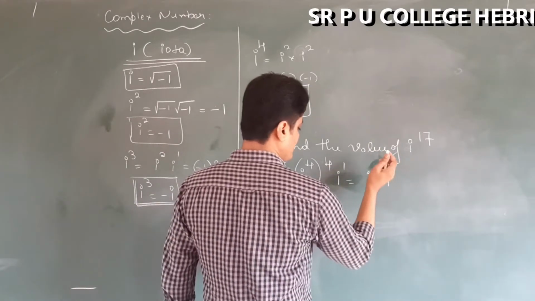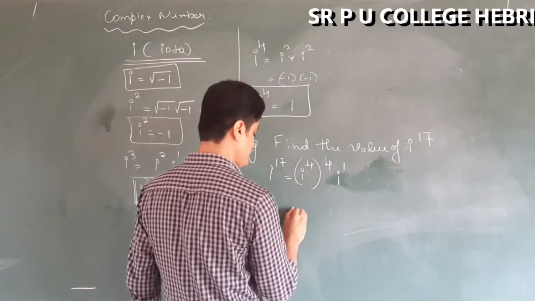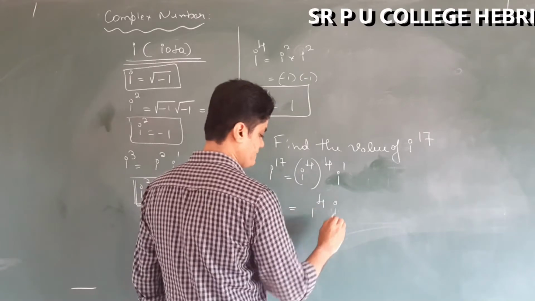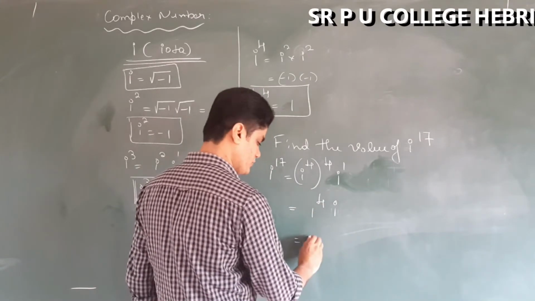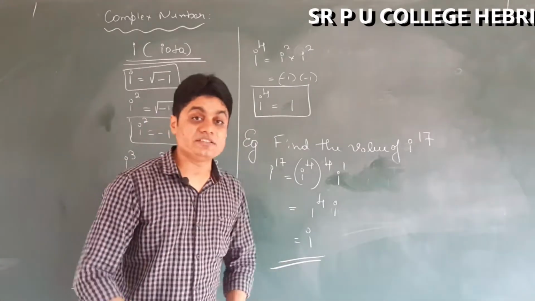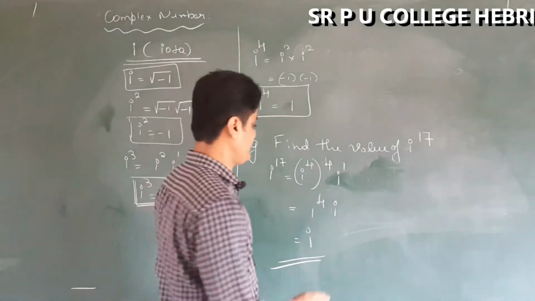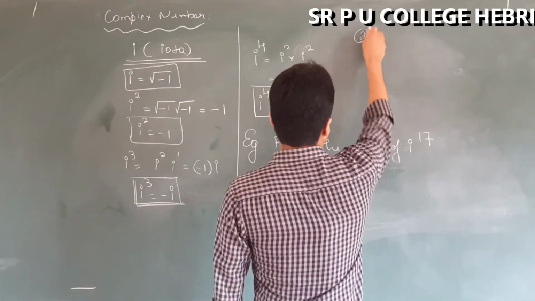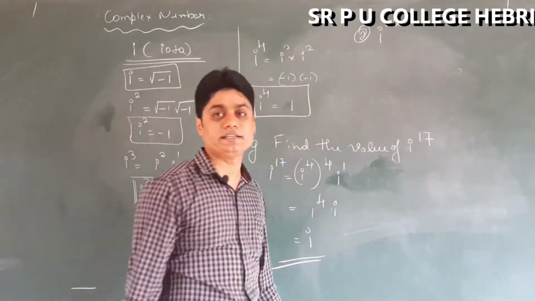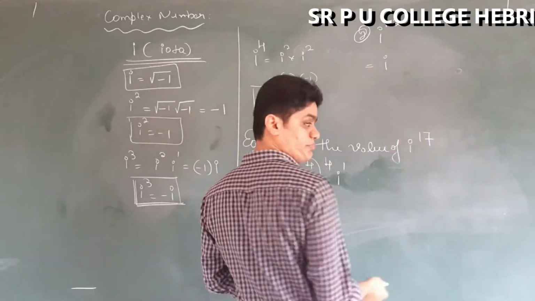Now this step is no need to show. It is again i power 17. Just let it be as it is. We know that i power 4 is 1. So 1 power 4 into i. What is 1 power 4? 1 only. So what is the answer? i. Like this you can solve. You can find the value of any power of i. See, if I take one more example, i power 112. This is just an example to show we can find any power of i.